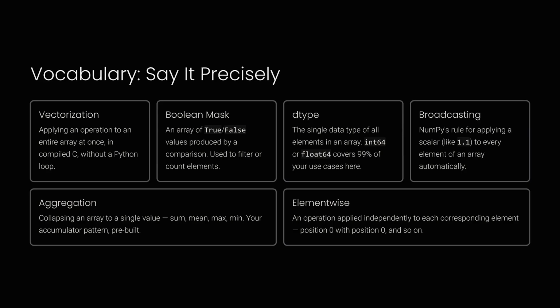Mastering this vocabulary is essential. Key terms like vectorization, broadcasting, aggregation, and Boolean masking are how you communicate clearly and understand the mechanisms behind the performance you're seeing in your code.